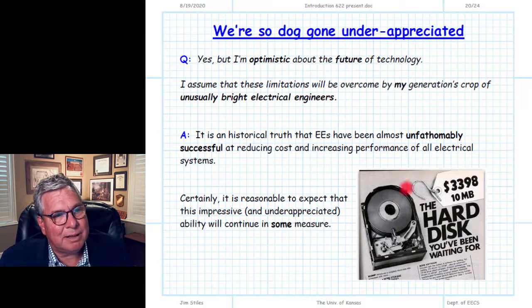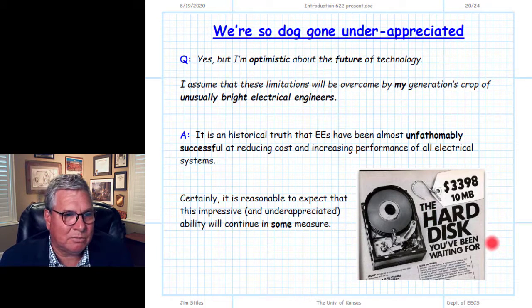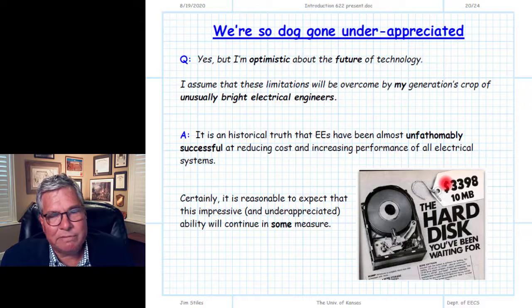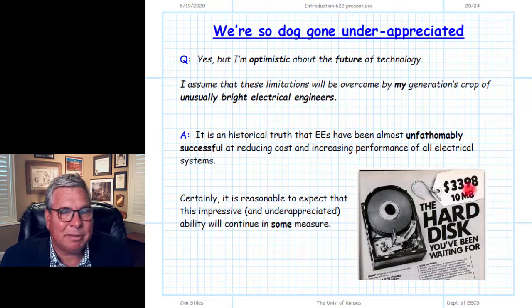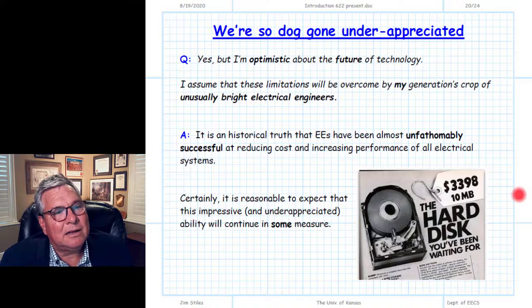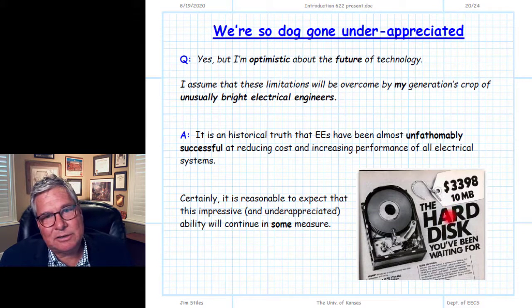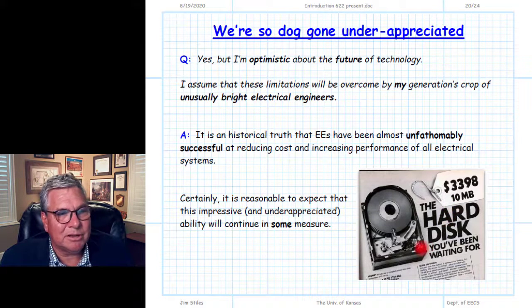So here's an example of that. This is an ad from, I think, the late 80s, perhaps early 90s. The hard disk you've been waiting for, the memory that you've been waiting for. It's $3,400 for a whopping 10 megabytes of memory. And of course, this is laughable now. You could get terabytes for a few hundred dollars now. But back in the 80s, this was quite the deal. And of course, the reliability wasn't particularly good, and it wasn't very small.